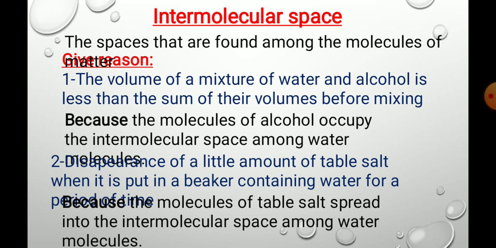Give reason: the volume of the mixture of water and ethyl alcohol is less than the sum of their volumes before mixing, because some molecules of ethyl alcohol occupy the intermolecular space among the water molecules. Perfect. Number two, the disappearance of a little amount of table salt when it is put in a beaker containing water for a period of time, because the molecules of table salt spread into the intermolecular space among water molecules. I think this is the same answer.